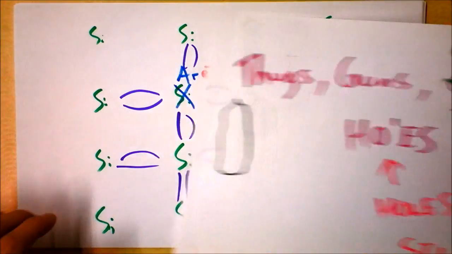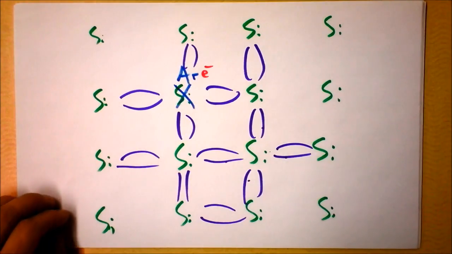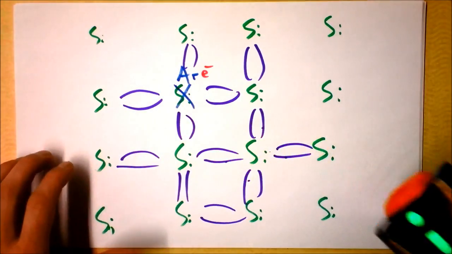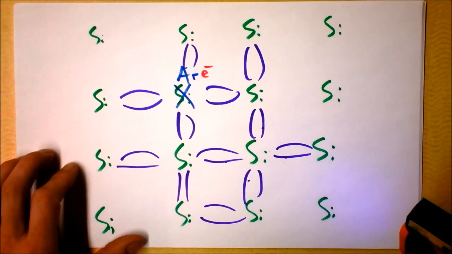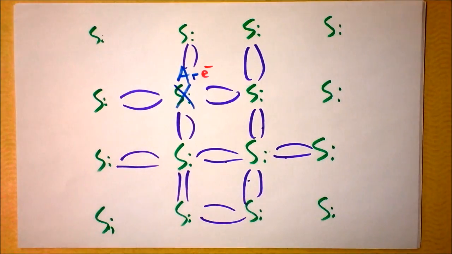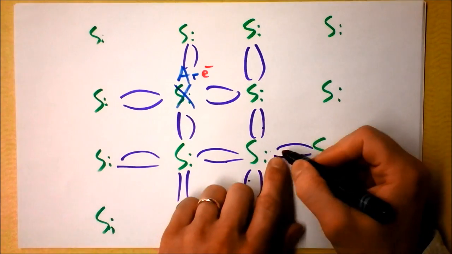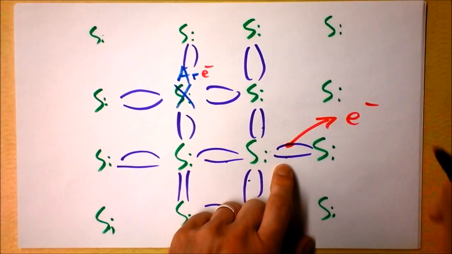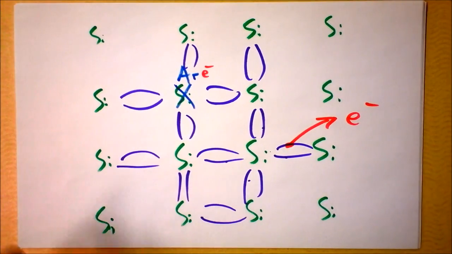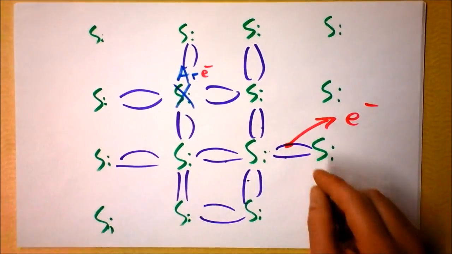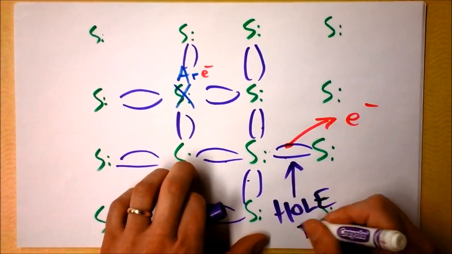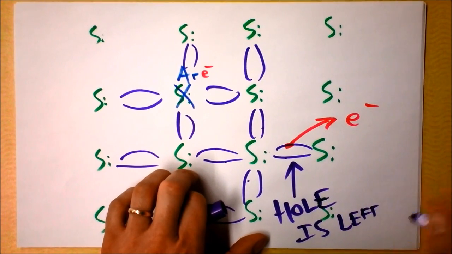Now remember, I was talking about thugs, guns, and holes, and so what about the gun? We could also use the gun right here. Let's say you turn on your gun and you shoot the silicon. Suddenly the silicon, wow, you could actually kick an electron out of this covalent bond right here. You'd have an electron leave, and then what's left behind? Well, I'll tell you what, it's a place that would like to have an electron, and we're gonna call that a hole. Hole is left behind.